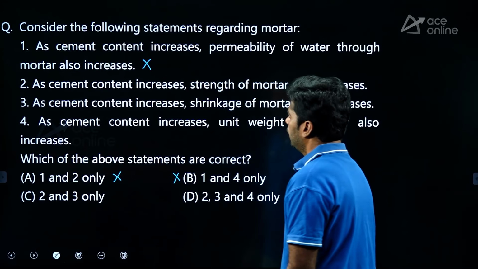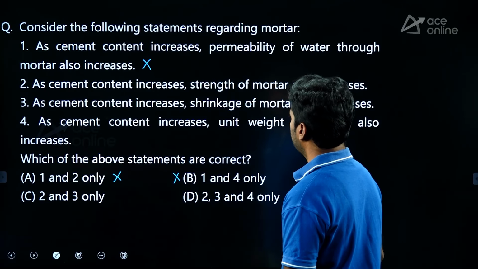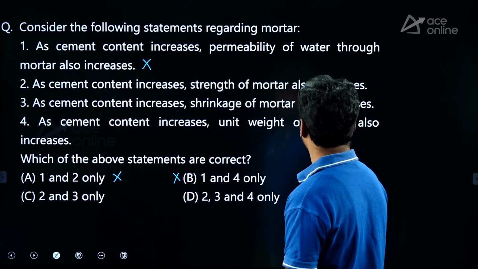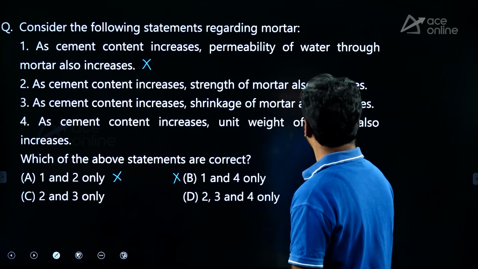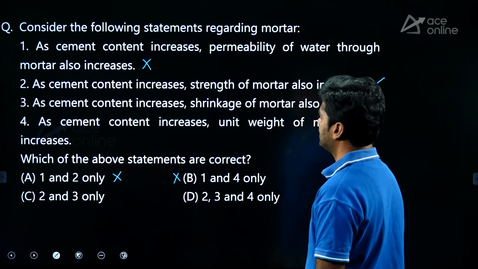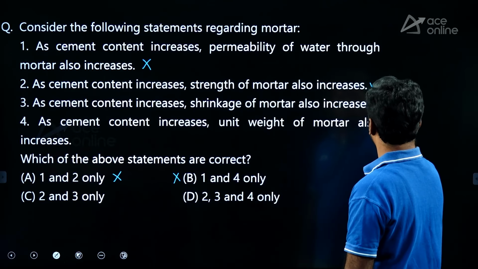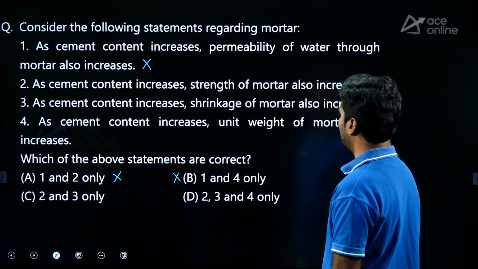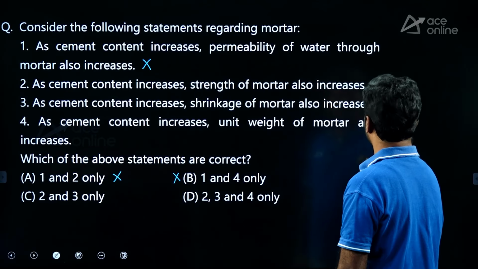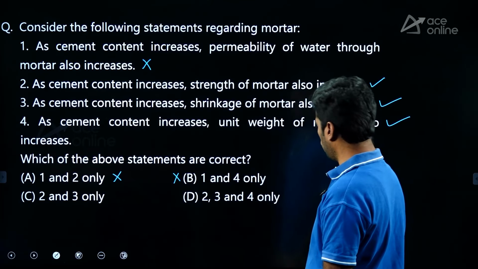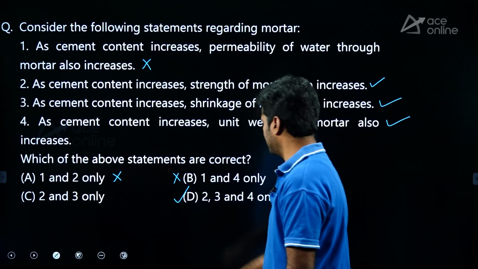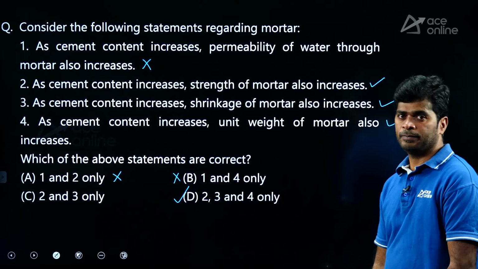Statement 2, as the cement content increases, strength of mortar increases. True. As the cement content increases, shrinkage of mortar also increases. True. As cement content increases, unit weight of mortar also increases. True. 2, 3, 4. Option D is correct. Okay.